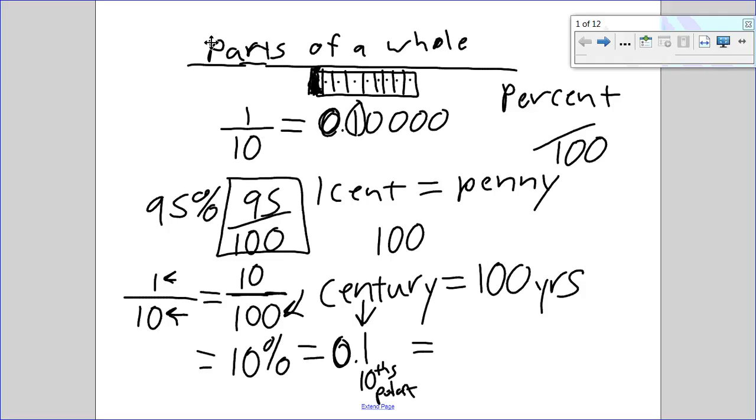You can turn decimals into percents the same way. You do it the same way every time.